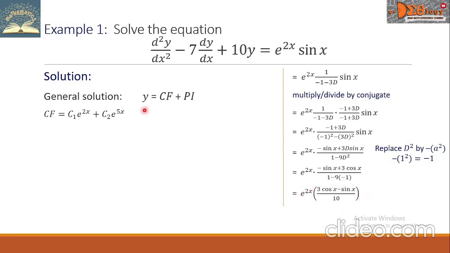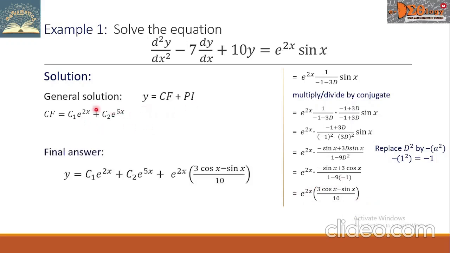For the final answer, we will simply put the CF plus PI. Our CF is here, plus the value of PI we will just put here.